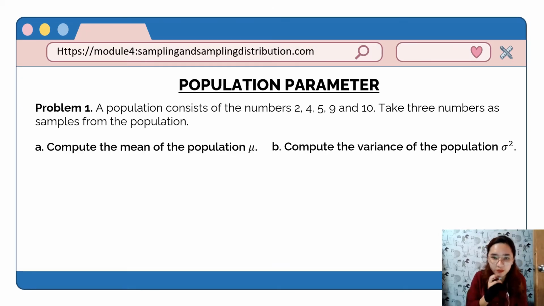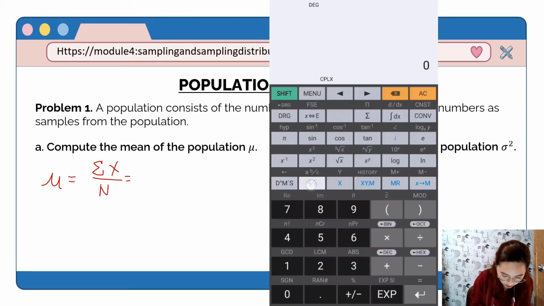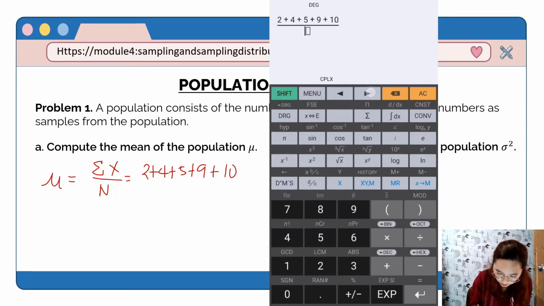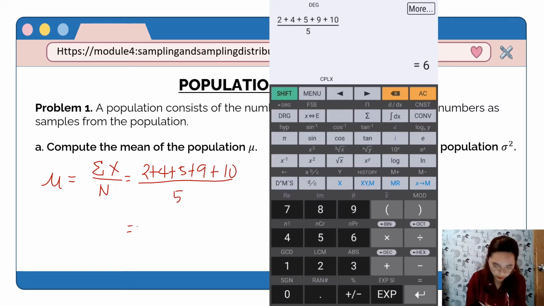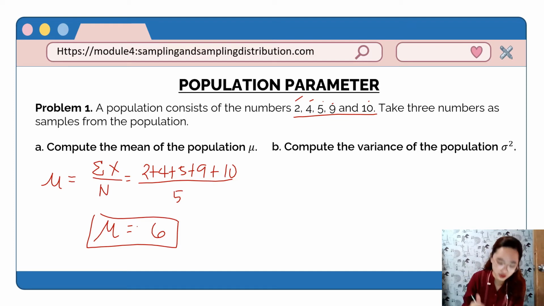So, let's compute the population parameters. Our mean is the summation of x over the sample size. We just add: 2 plus 4 plus 5 plus 9 plus 10. How many are there? 1, 2, 3, 4, 5, so over 5. We have 6, so 6 is our population mean. Take note of our values.